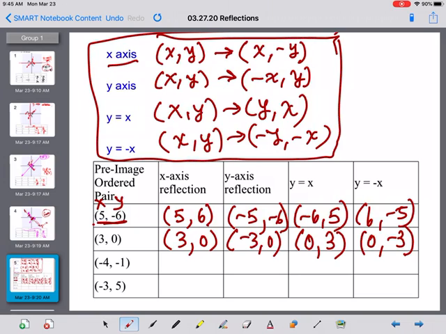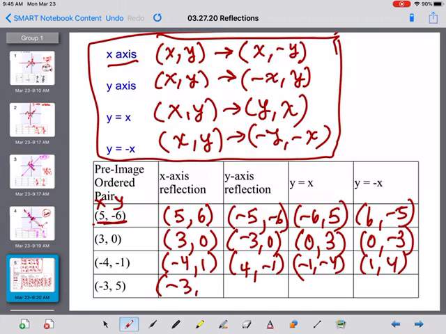And then we can go ahead and finish the rest. So then it will become (negative 4, 1), (4, negative 1), (negative 1, negative 4), and then (1, 4). And then go ahead and finish. (Negative 3, 5) becomes (negative 3, negative 5), (3, 5), (5, negative 3), and lastly (negative 5, 3).